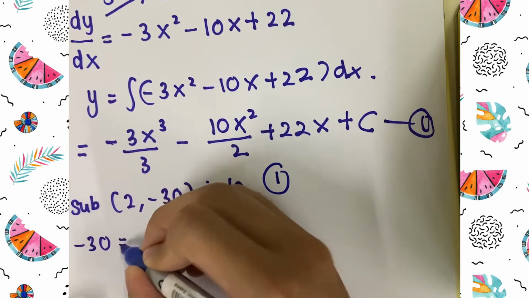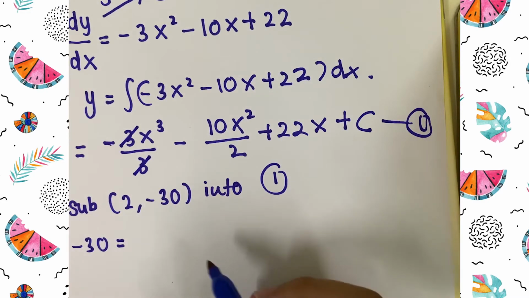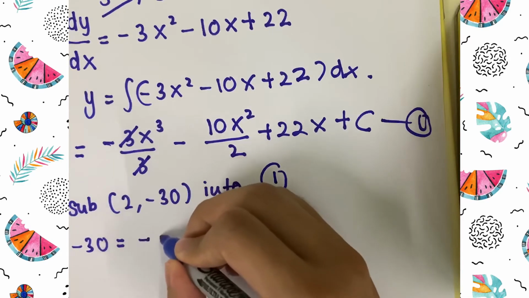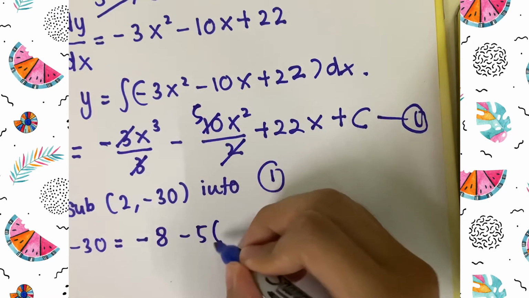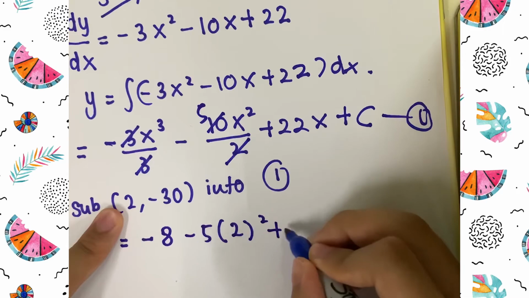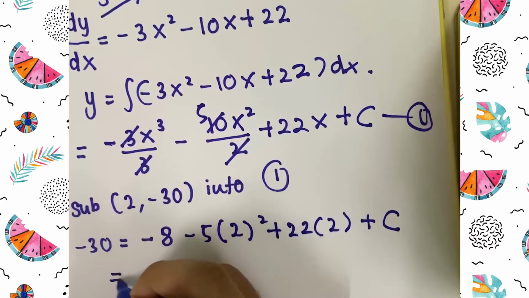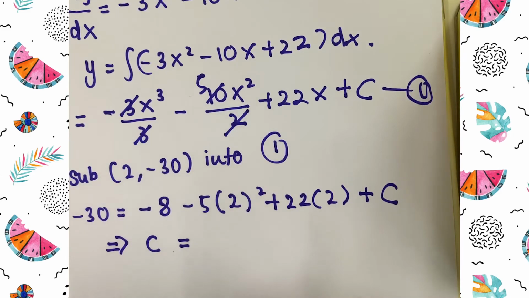Negative 30, this is going to be x cubed, right? 2 raised to the third power is going to be 8, negative 8. So this is going to be negative 5 times 2 squared plus 22 times 2 plus c. And then you will get your c will equal to, I'm not going to solve it, but you can go along and solve it on your own. C is equal to negative 46.